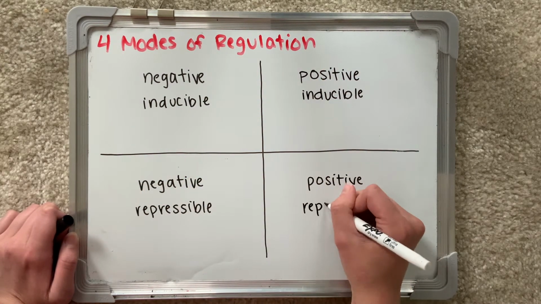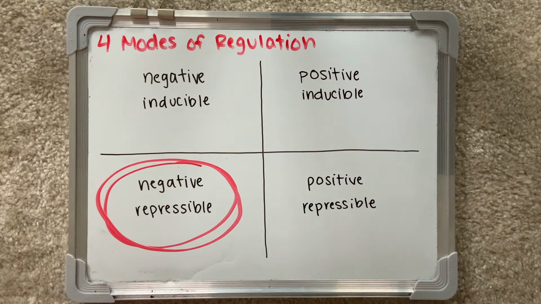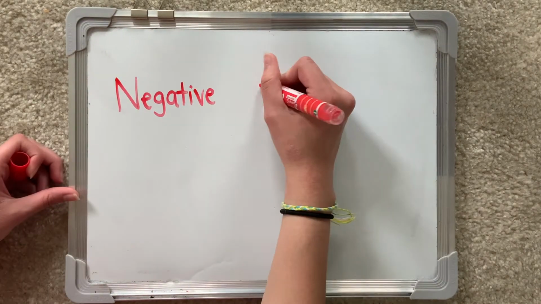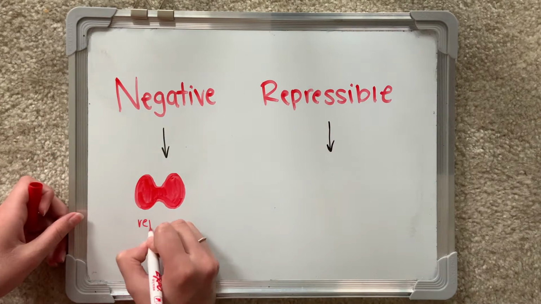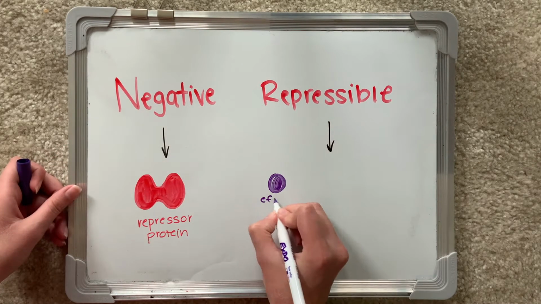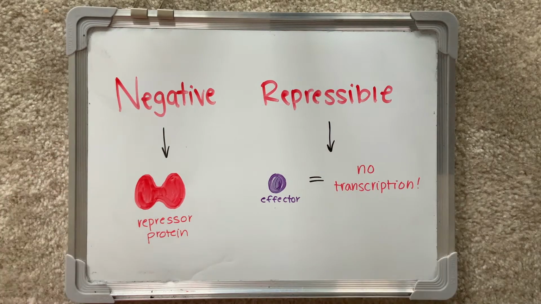We're going to look specifically at the negative repressible mechanism. Let's break down the term negative repressible. The negative part means that there is a protein that is capable of inhibiting transcription, and the repressible part means that the presence of a small molecule will prompt the protein to turn transcription off.